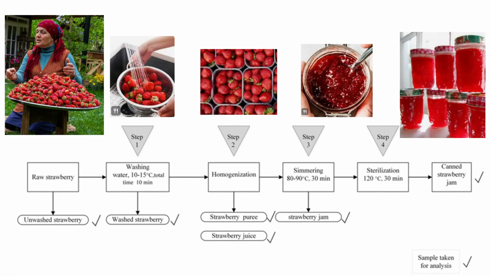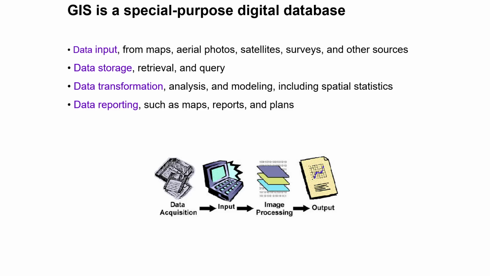It is an example of a strawberry jam creation algorithm. You can see all these steps and the pictures that explain how we can work with strawberries. A very similar process applies to handling spatial data.